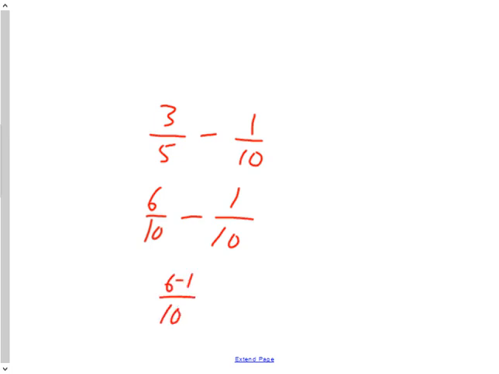Question 3, it says 3/5 take away 1/10. Again, same process except subtraction. Find your common denominator. The first multiple both 5 and 10 share is 10. 3/5 is equal to 6/10. Once you have them as equivalent fractions, you can simply subtract the numerators and keep your denominator. The answer is 5/10, which in lowest terms, don't forget, is 1/2.